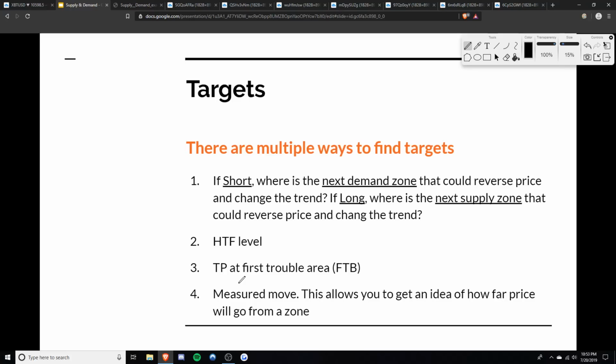And the last is a measured move. This is something I don't see anybody talking about. I've actually never seen somebody talk about this with supply and demand. But it's something I use pretty much every single time I'm looking to trade from a zone, or just in general look at supply and demand zones. So basically a measured move. This allows you to get an idea of how far price will go from a zone. So say you have a demand zone, and that is the move away from the zone. So typically you can take a measured move.